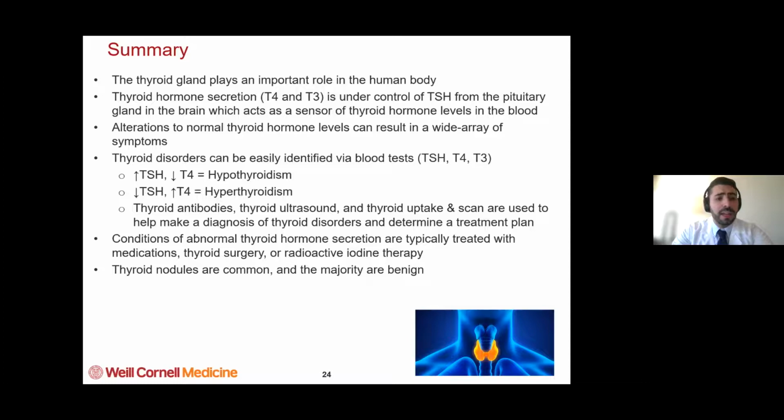We also will check thyroid antibodies, thyroid ultrasound, and thyroid uptake and scan to help us clarify a diagnosis of what specific type of thyroid disorder may be present, as well as that guides us in determining a treatment plan. Conditions of abnormal thyroid hormone secretion can be treated with medications, radioactive iodine therapy, or thyroid surgery. And then lastly, we talked about thyroid nodules being very common, with the majority being benign.